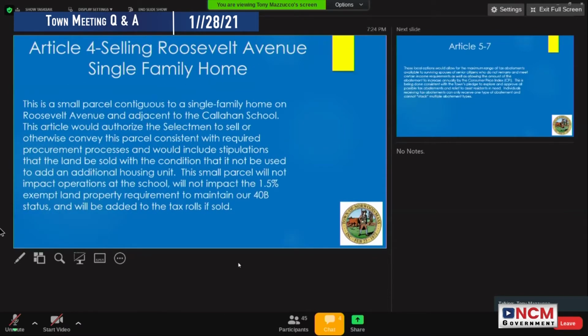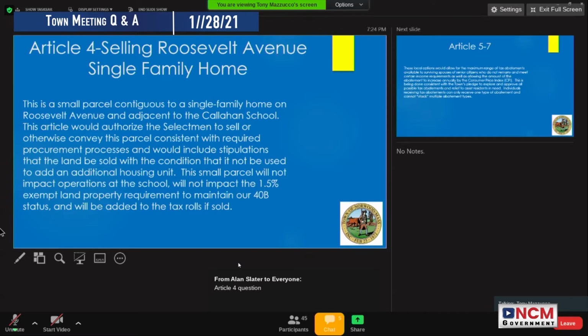Article 4 is selling a piece of land potentially on Roosevelt Ave. It says selling Roosevelt Ave single family home. We're not actually selling a single family home, but there is a small parcel of land contiguous to a single family home. It's sort of a small triangle shape. It's adjacent to the Callahan. This article would authorize the selectmen to sell that piece of land, which is effectively part of somebody's yard anyway.